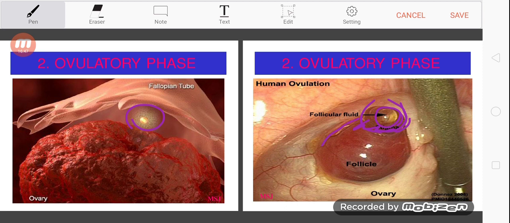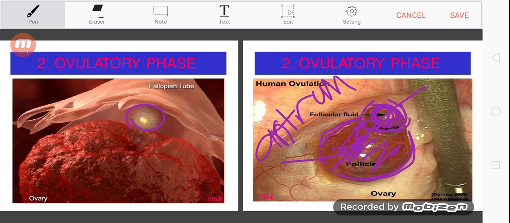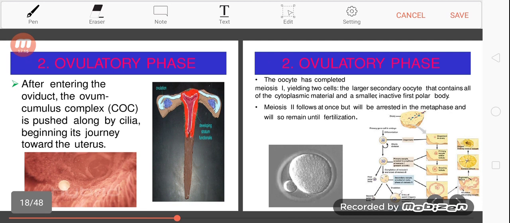At the same time, you can see the follicle is bulging. This is like antrum expansion. So the force of the fluid inside, plus the proteolytic enzyme making a hole over here, will cause the expulsion of the COC. Eventually it enters the oviduct and travels by cilia.